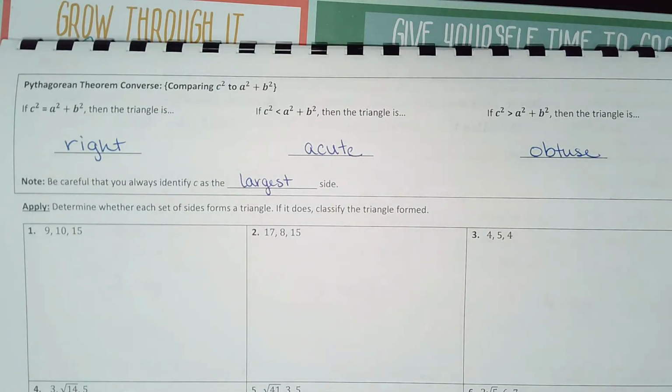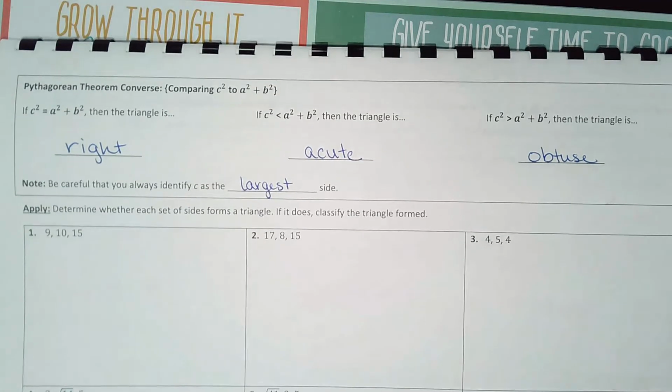What you want to be very careful of is that you always identify c as the largest side, because the largest side of this triangle is going to be the hypotenuse if it is a right triangle. So with that, determine whether each set of sides forms a triangle. If it does, then classify the triangle.